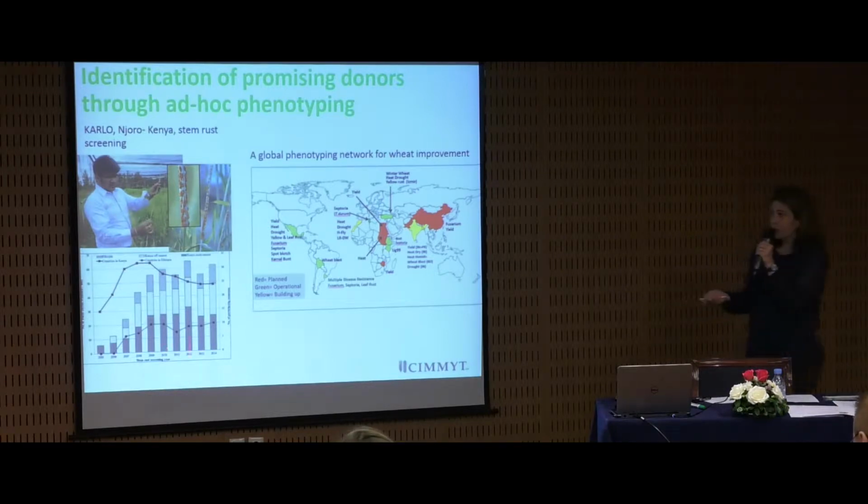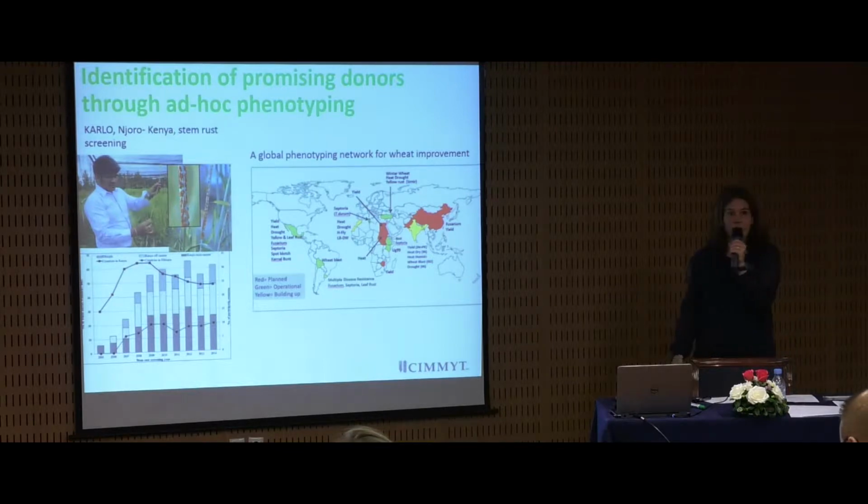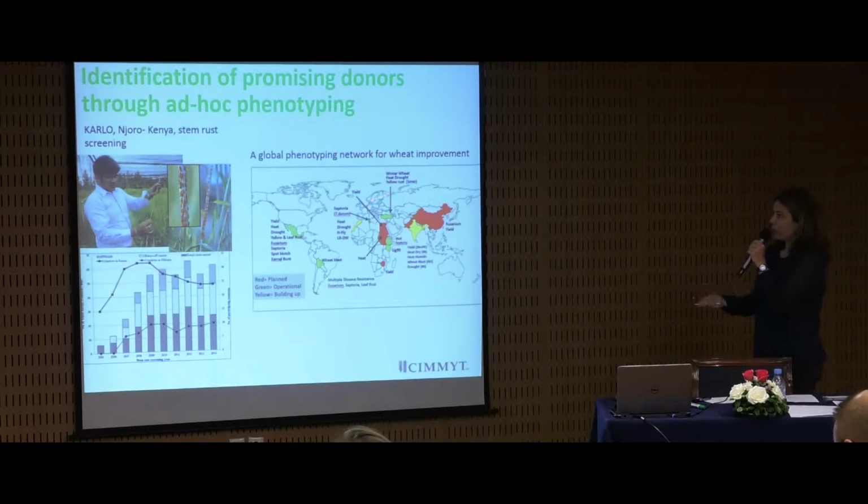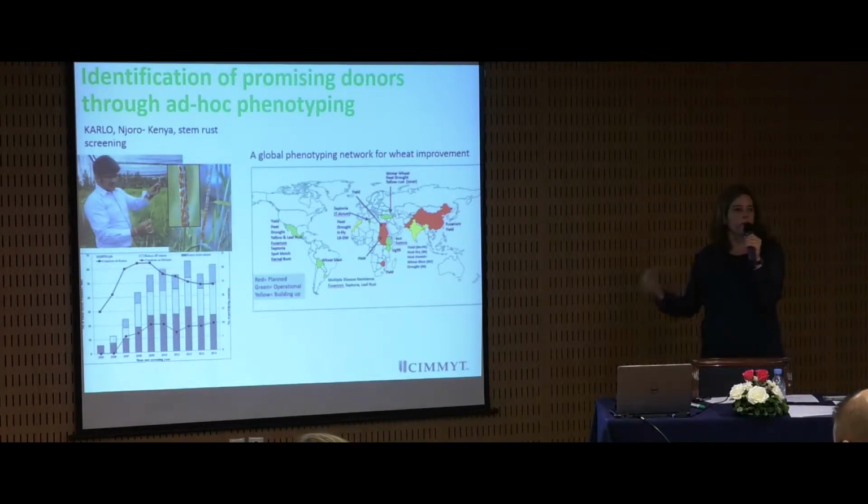CIMMYT liked that concept, and what CIMMYT is doing right now is that they want to expand it. We want to establish a type of global phenotyping network. Here, for example, are the rust screening nurseries, and here is the CIMMYT main yield screening nursery. So the idea is to have more of these phenotyping hotspots, basically, so that an international network can screen their material there.